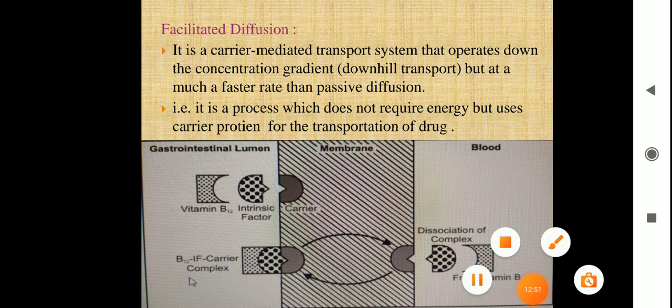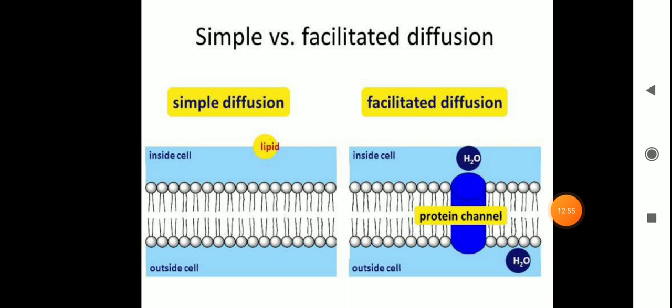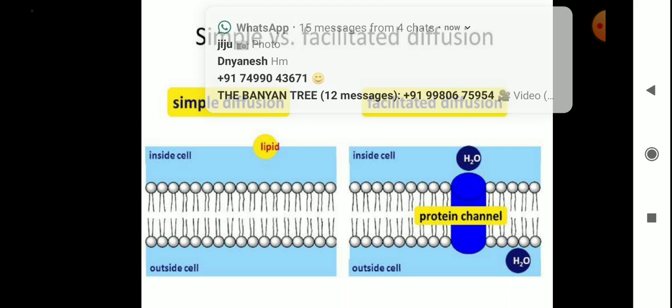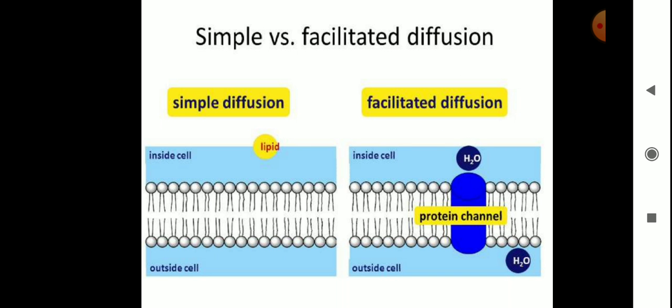Okay, next, so here you can see the simple versus facilitated diffusion difference. So it is inside the cell and it is outside the cell. Simple diffusion requires the lipid molecules, and there is no carrier for it. But facilitated diffusion requires protein channels for the binding of the drug.